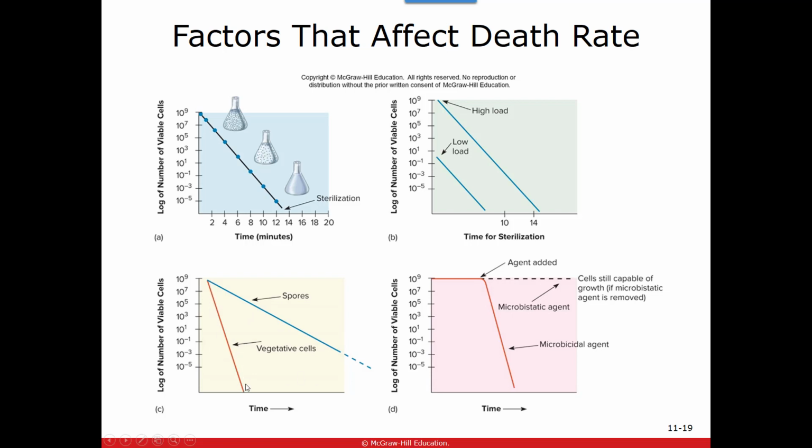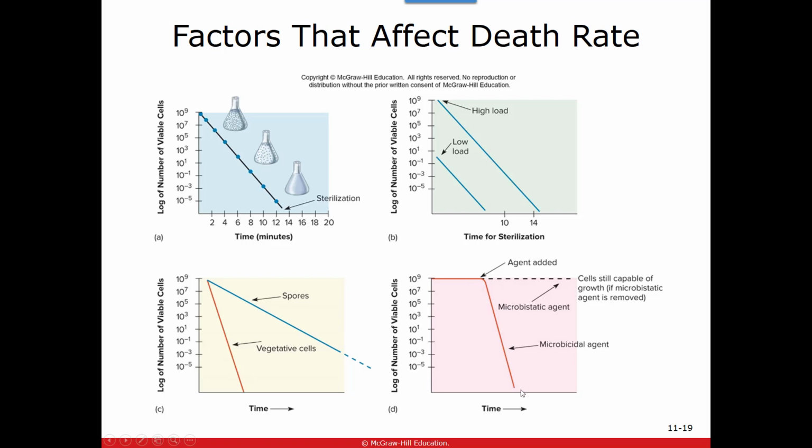A microbistatic agent stops microbes from growing, but it doesn't kill them. So when you add it, it stops them, but they can start growing again at any point once you remove that agent. Microbicidal agents are there to kill microbes, and so if you use a microbicidal agent, you're going to eventually kill the organisms. So there are different factors that can affect different death rates.